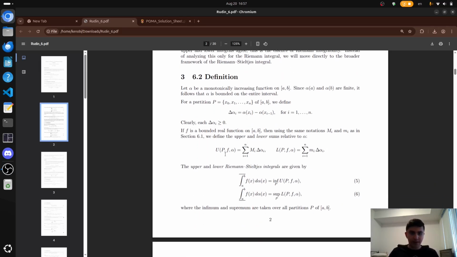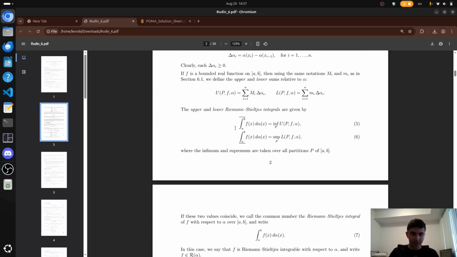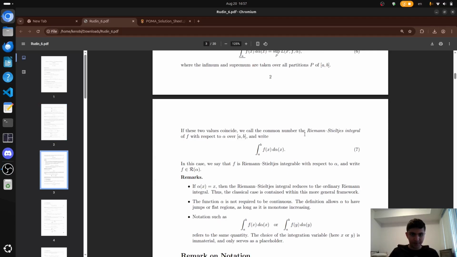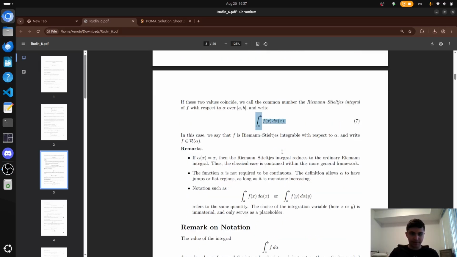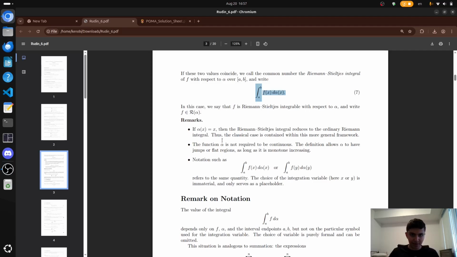So we define the same definitions over here. We define U(P, f, α) equal to this, and L(P, f, α) equal to this. And we define the lower Riemann-Stieltjes integral and the upper one like this. And that's how you write the Riemann-Stieltjes integral. When you take α(x) = x, the Riemann-Stieltjes integral reduces to the ordinary Riemann integral. That's basically what I was saying.